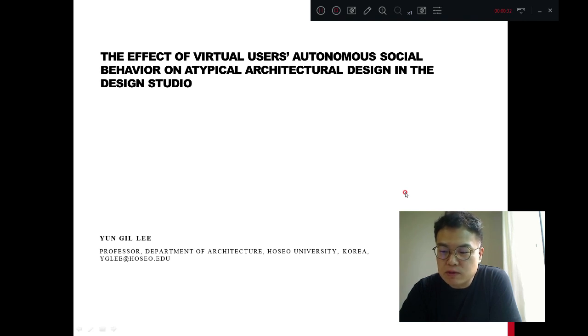The purpose of this project, I want to figure out the impact of the human-shaped agent's behavior. The effect of the human-shaped behavior, especially the social behavior, in the design studio for atypical architectural design.